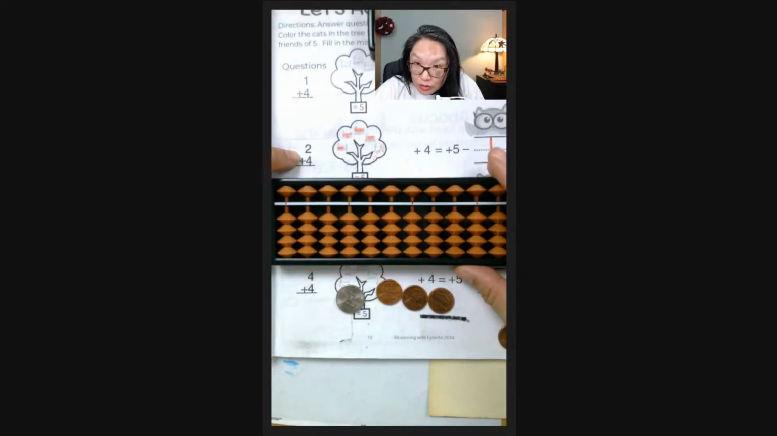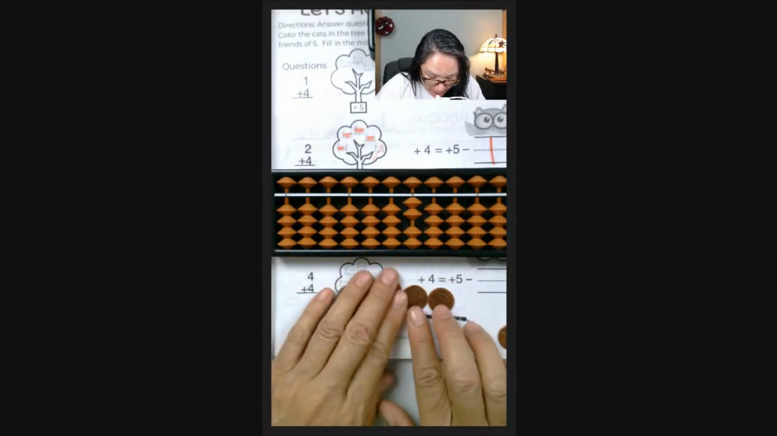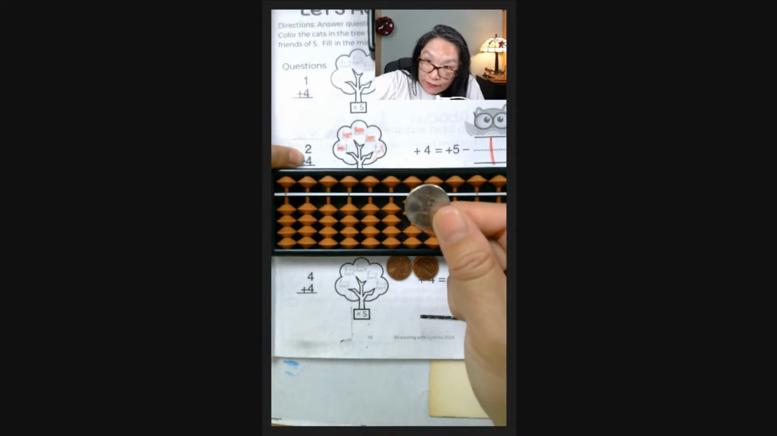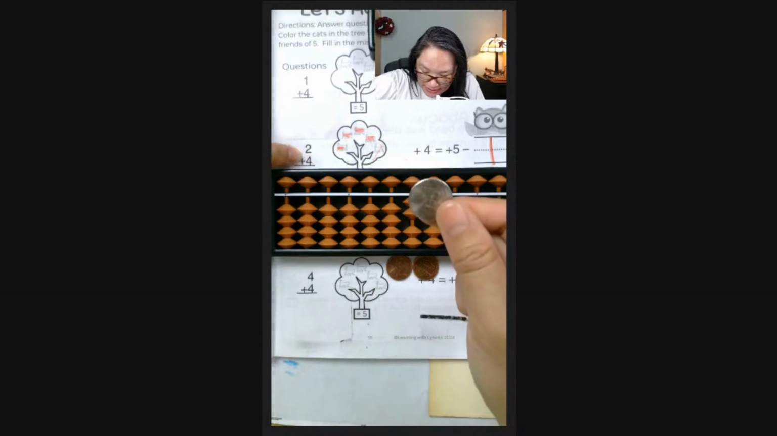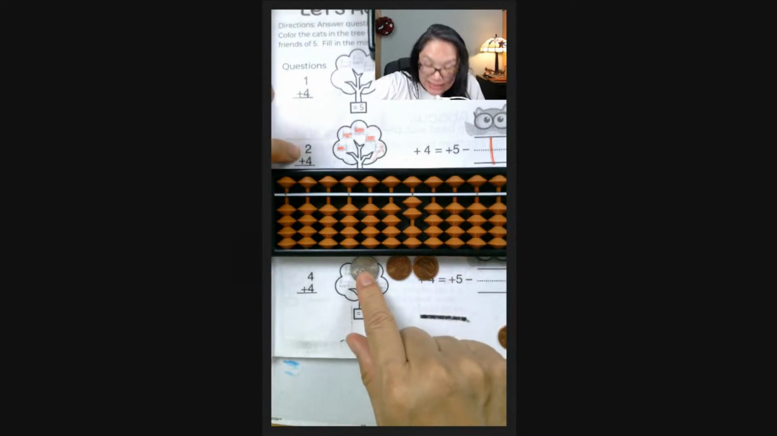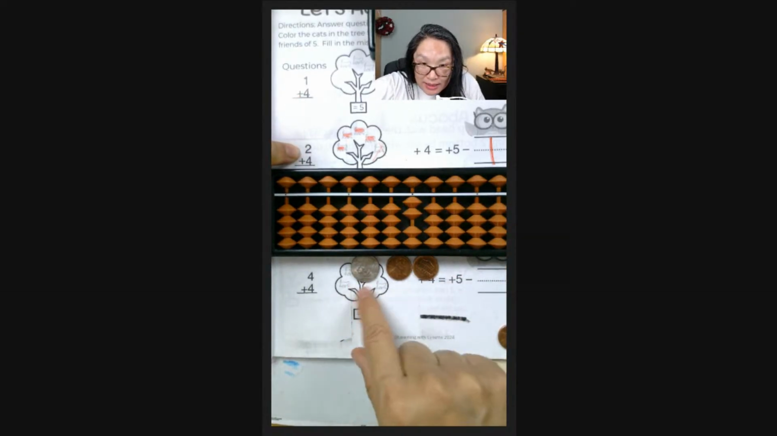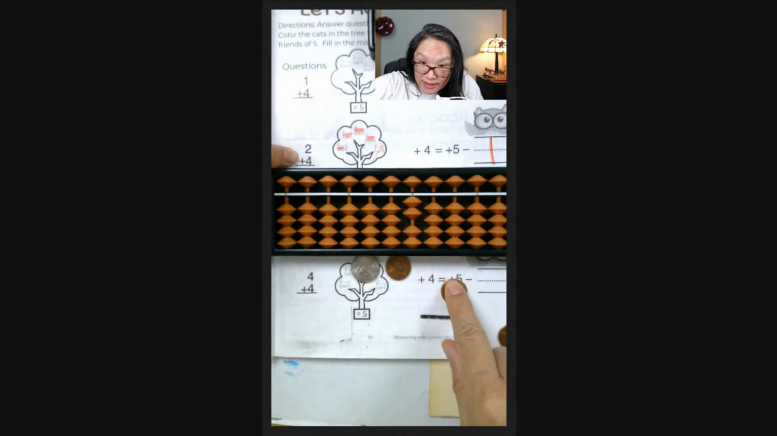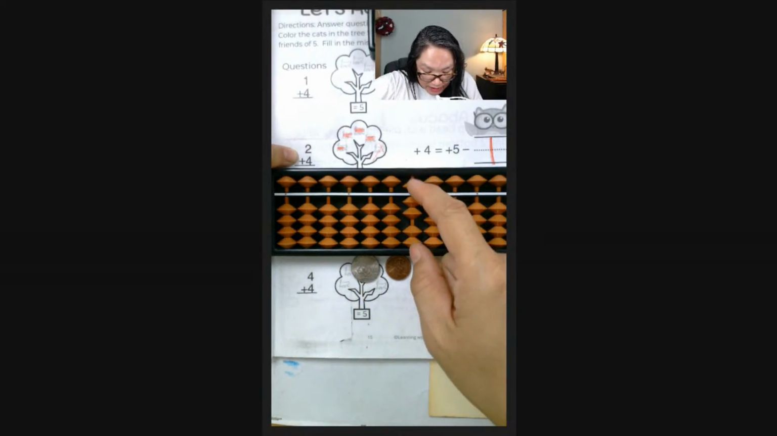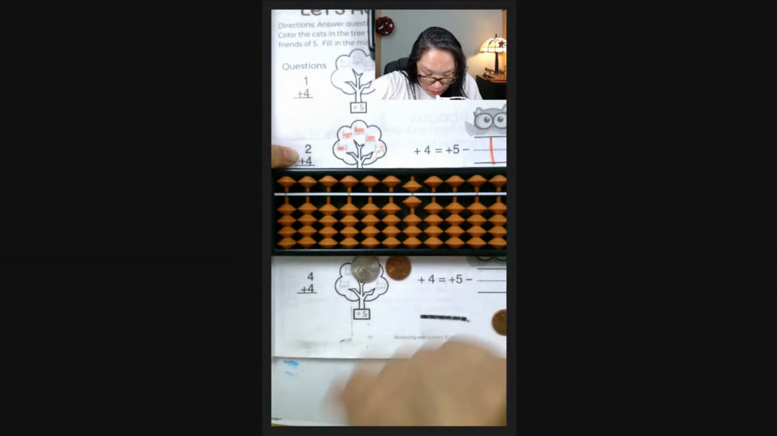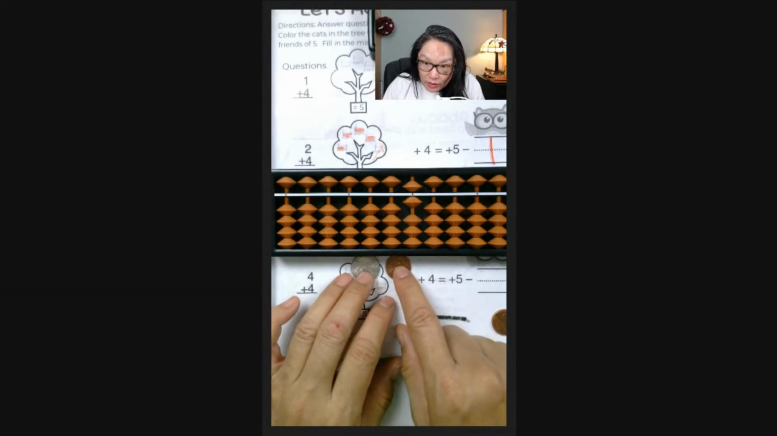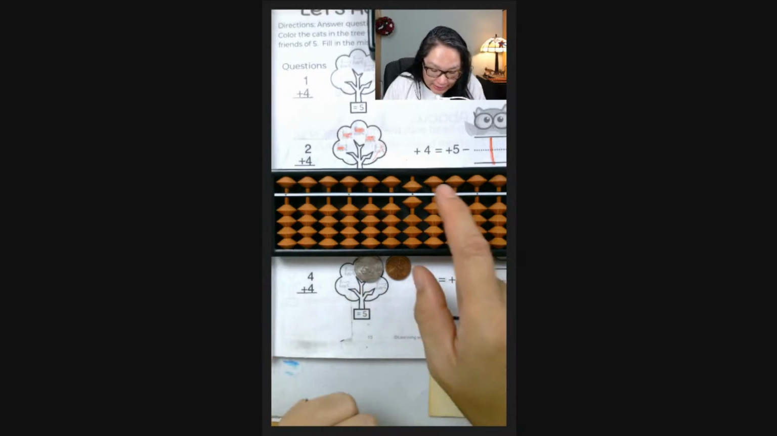So if I have 2 on my abacus, I have 2 like that, and then I want to add 4. Because I only have 5 cents, I'm going to give it to you because it's enough. But what happens is I've given you too much. I need some money back. So I need to take away the 1. So I'm going to give you the 5 and take away the 1.